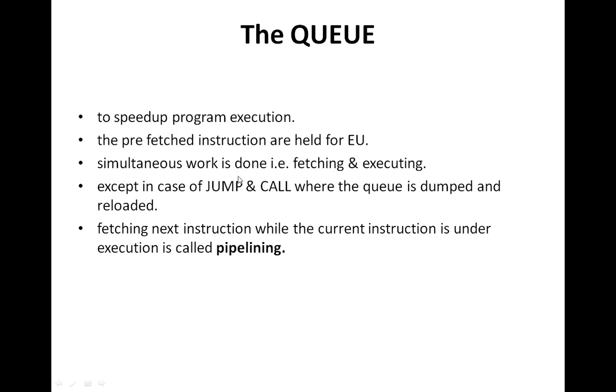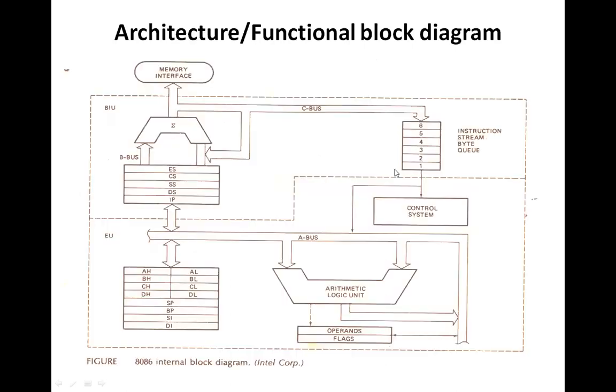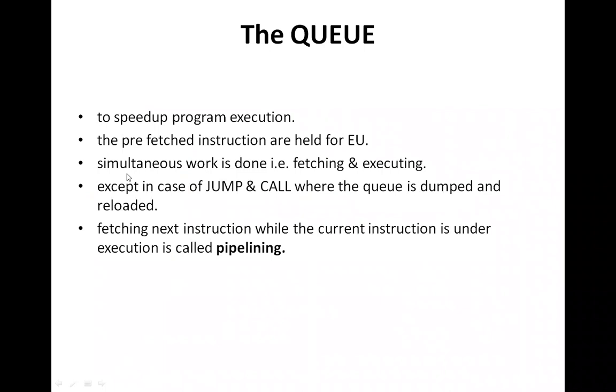The work is done simultaneously, that is, fetching is done as well as executing. How is it possible? Suppose there are two instructions available in the queue. The execution unit will take the first one and execute it. While it is executing the first instruction, the bus interface unit is free. It fetches the other instructions and puts them in the queue, in the third place, fourth place, fifth place, and sixth place. As soon as the queue is emptied by the execution unit executing instructions, the BIU again fetches and fills the queue. So the queue is always filled for execution of the individual instruction by the execution unit. The work is done simultaneously, fetching as well as executing, independently.